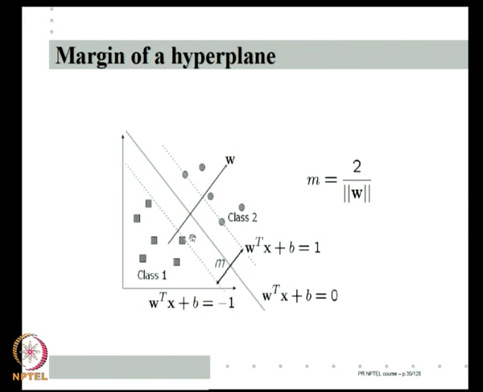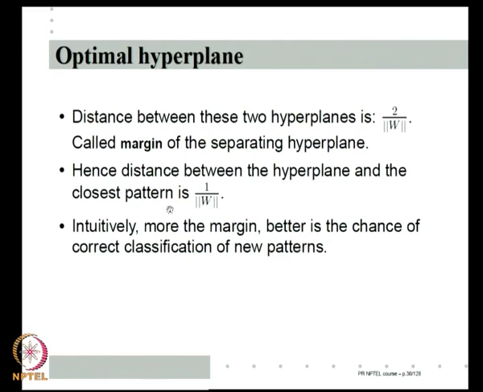In general, because the patterns on both sides need not be symmetric, one side's patterns may not actually be on this hyperplane. By the time I move this hyperplane this much, I may have hit these patterns. On this side the patterns may be far away, but I can't move any more because these two hyperplanes have to be W transpose x plus b is equal to plus 1 and W transpose x plus b is equal to minus 1. So, ultimately, if the margin is 2 by norm W, I know at a distance 1 by norm W there is a pattern and no pattern is closer than 1 by norm W. So, the distance between the hyperplane and the closest pattern is 1 by norm W.